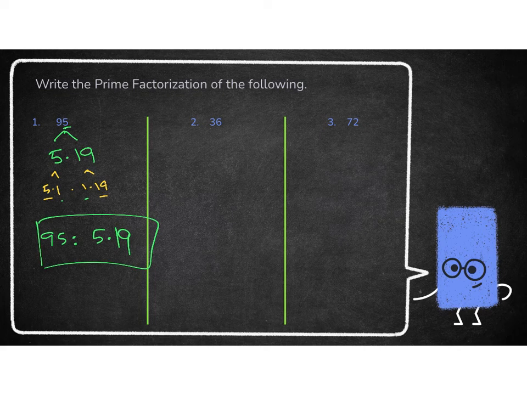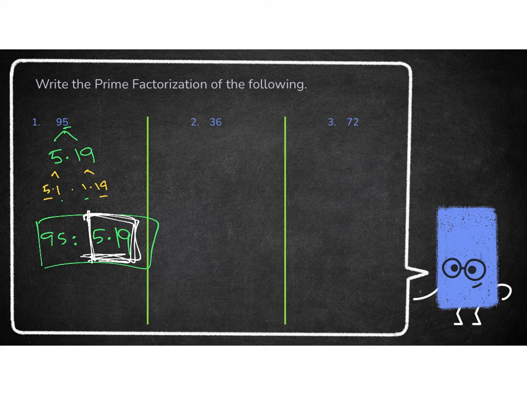Some of you may only circle this piece right here. Let me get a different color. Some of you may only circle the actual prime factorization part. That's fine. You don't need to circle the whole thing, but I just wanted you to recognize that 95 is the same thing as 5 times 19.